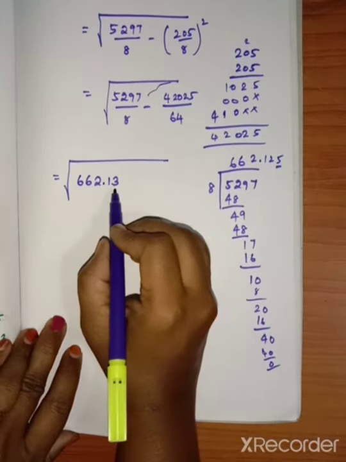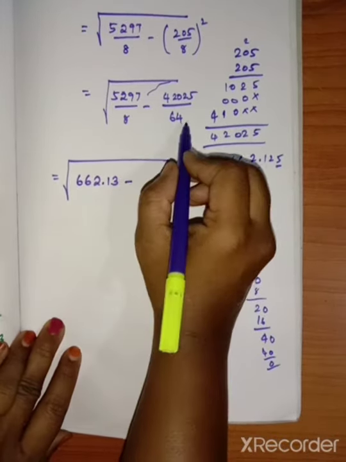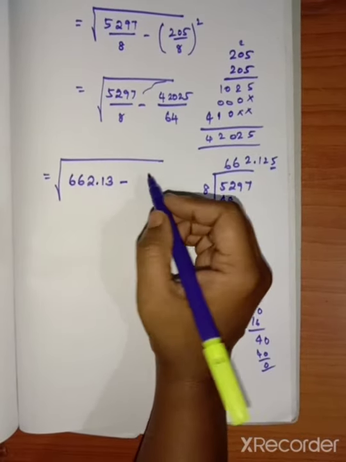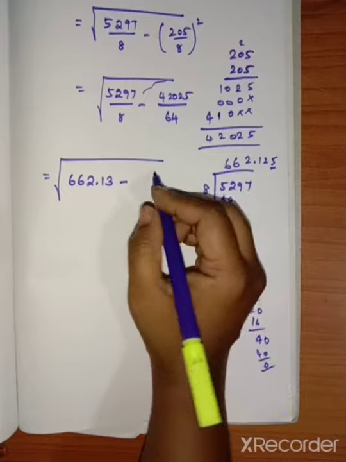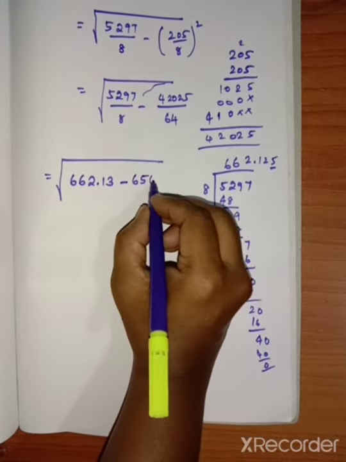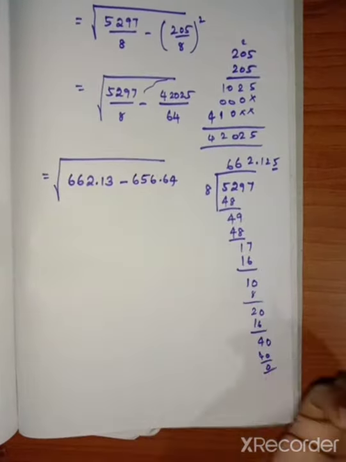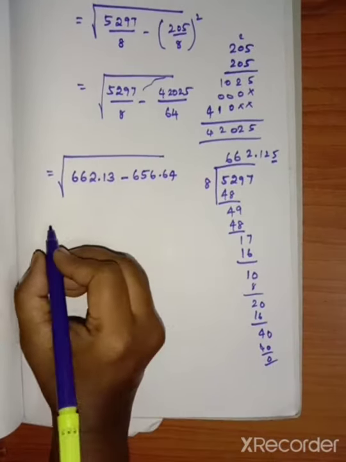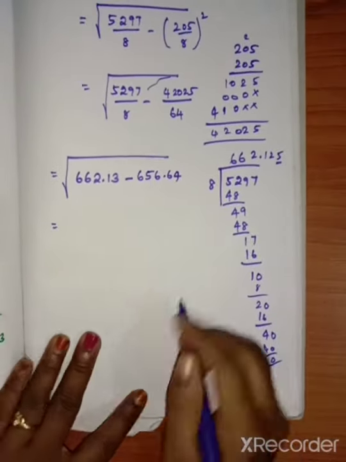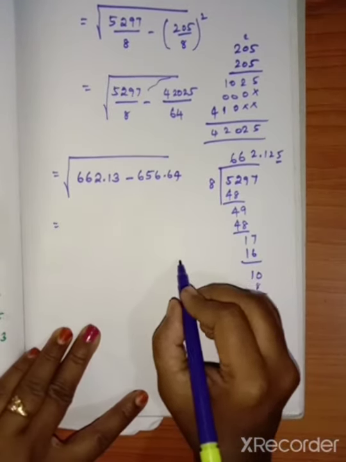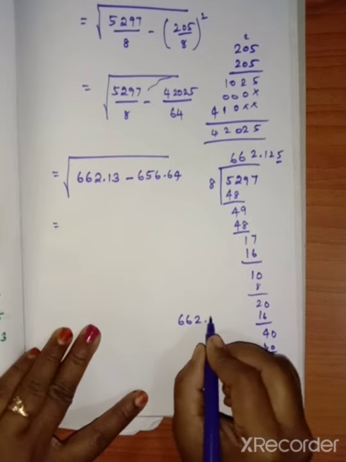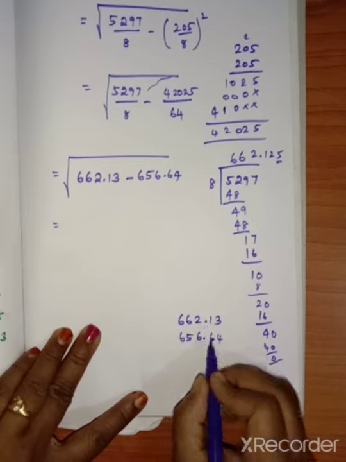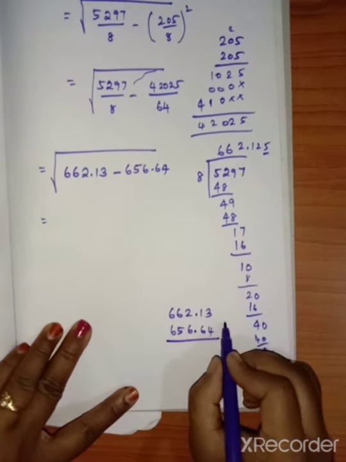So if you add, we get 3 minus, likewise if you divide this one also we get the value. I use the calculator. So I find that is 656.64. If you want, you have to do the same process. Then we want to subtract this one. So if you subtract, 662.3 minus 656.64. So the decimal point should be in the same place.